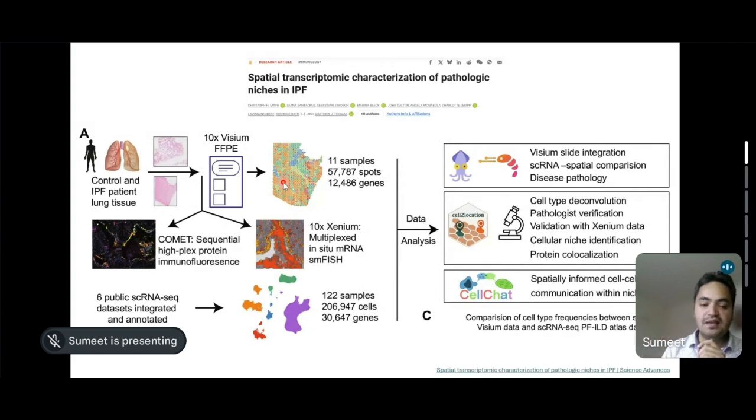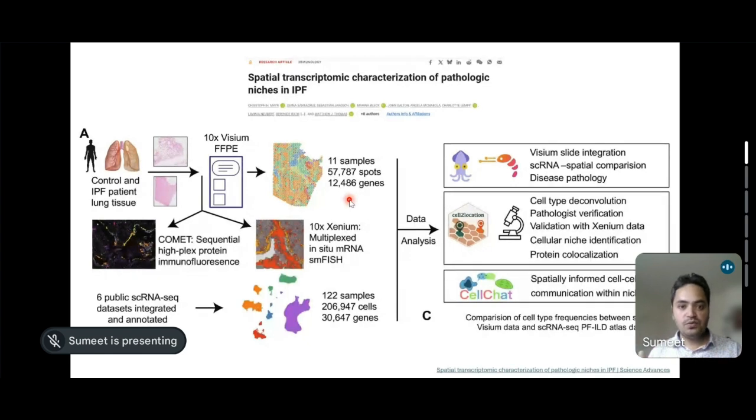And the key point is that here you have a piece of tissue. So you're not dissociating the piece of tissue. You literally have the whole piece of tissue, meaning you have blue cells here, which are one specific type of cells. You have green cells, which are a specific type of cells. You have orange cells, which are different types of cells, and so on. So they have used 11 samples, and they have used 57,787 spots, and every single spot is a single cell. And they have detected almost 12,500 genes in total.